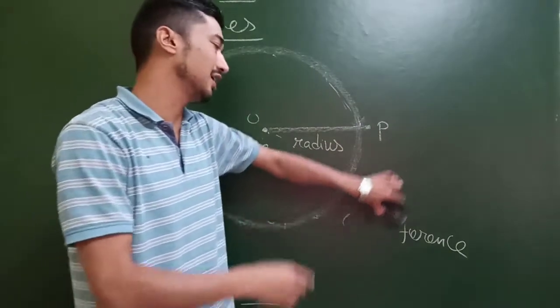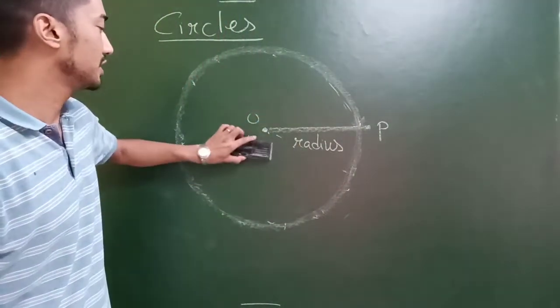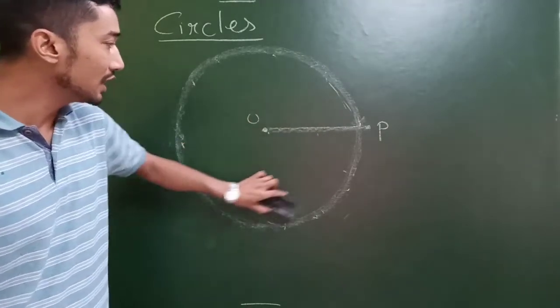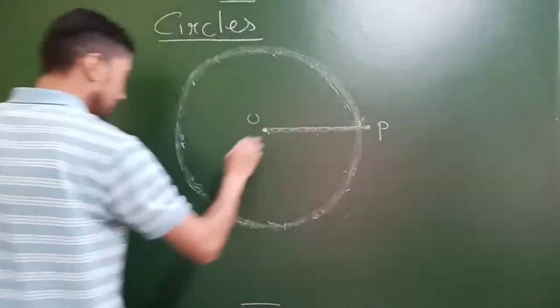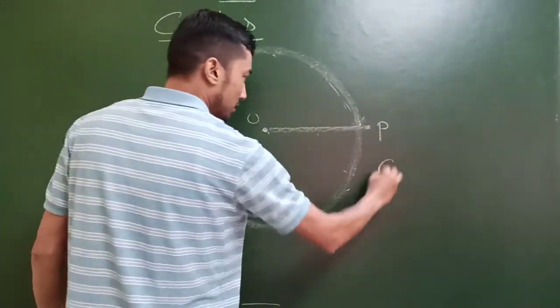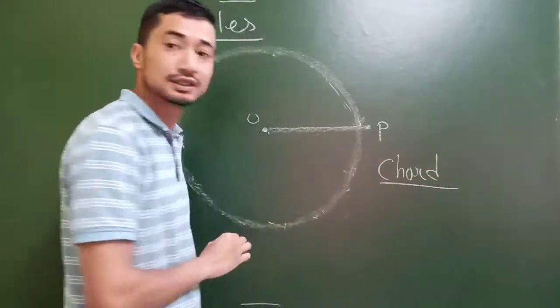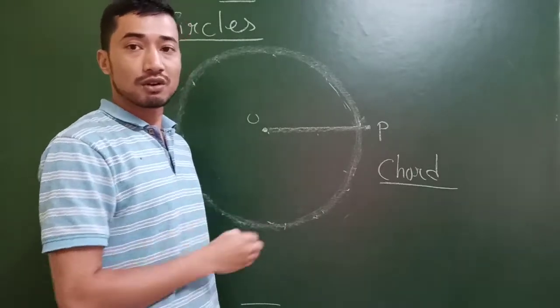Then we have area and all, but we're not going to go into that mensuration part. We're just more interested in the geometrical aspect only here. Okay. Then of course, we have the radius. Then we have a common term which we call chord. What is a chord?